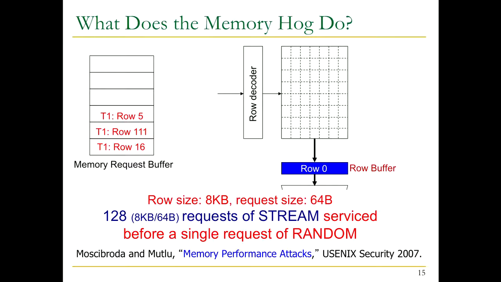Okay, so you can do the calculations here. Basically, with a row size of 8 kilobytes, which is essentially what row sizes are like today, and a request size of 64 bytes, a popular cache line size, but you don't need to understand this exactly, you need to be able to divide 8 kilobytes by 64 bytes. With these parameters, 128 requests of the stream are serviced before a single request of random. Now we can calculate the delay, right? 128 times, let's say 100 nanoseconds to access memory. That's a long time. Does that make sense?